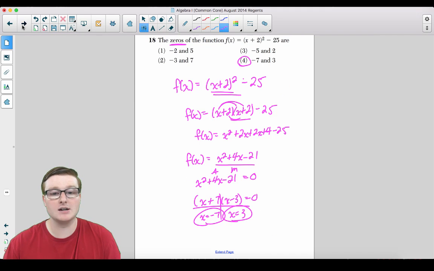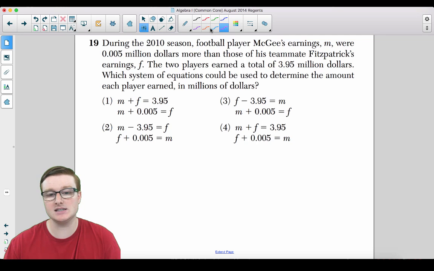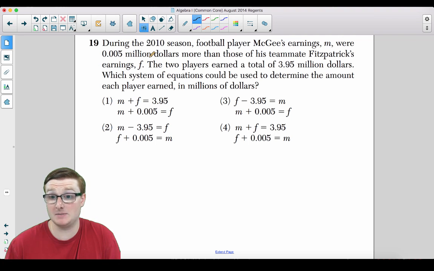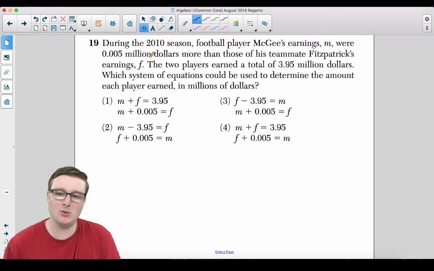All right, moving on. Number 19. During the 2010 season, football player McGee's earnings M were $0.005 million more than those of his teammate Fitzpatrick. The two players earned a total of $3.95 million.